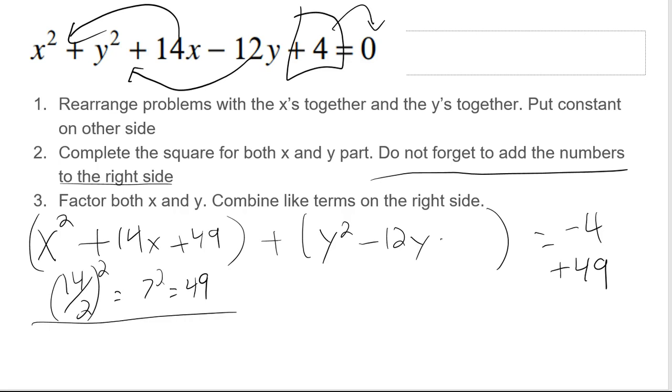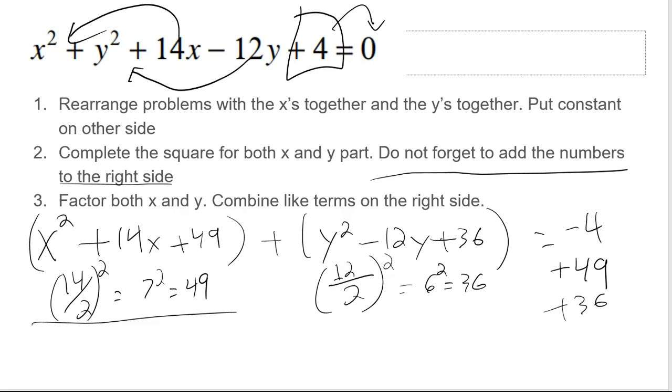Now I'm going to do the same thing with my y values. It doesn't matter if it's 12 or negative 12; we're going to keep it the same. 12 divided by 2 is 6. 6 squared is 36. So I'm going to put a plus 36. Remember, if I add 36 here, I have to add a 36 here. Okay. So that's what I did.